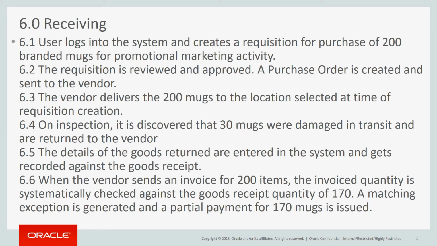This flow is to illustrate the receiving process. In this scenario, I'm going to create a purchase order requisition for 200 promotional mugs, receive those, inspect and find that a couple of those were damaged in transit, and we're going to do an automatic return back to the vendor, and then see how we handle the payment or the invoicing piece in accounts payable.